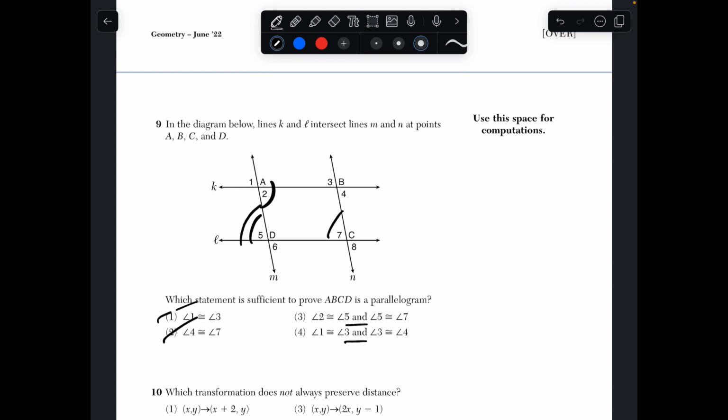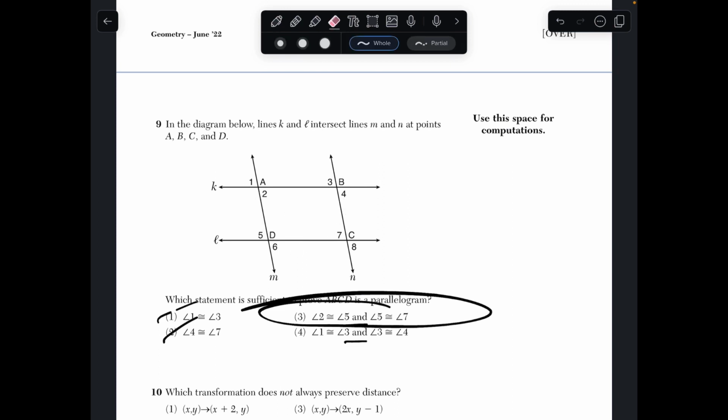So 2 and 5 are alternate interior angles, so that would mean that lines K and L are parallel. And if 5 and 7 are equal, then that would mean that lines M and N are parallel. So this gives us a quad with two sets of parallel lines, and that means it's a parallelogram. So the reason the last answer choice is wrong: 1 and 5 give us M and N parallel, but 3 and 4 are really just vertical angles, and we would have figured that out anyway, even if they didn't give it to us, so that's why it's not right.